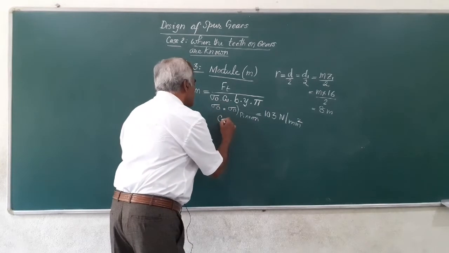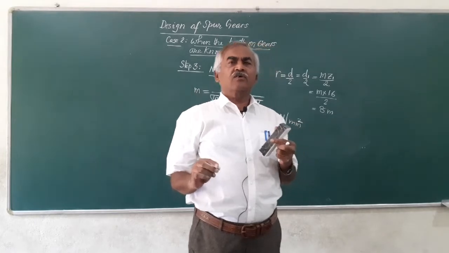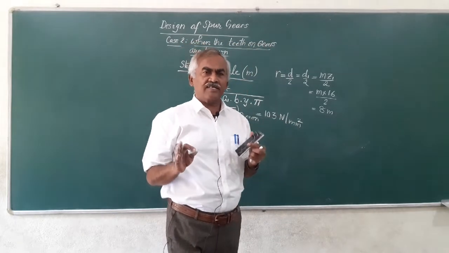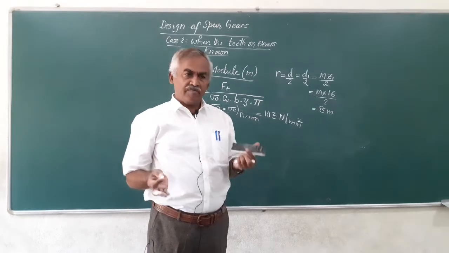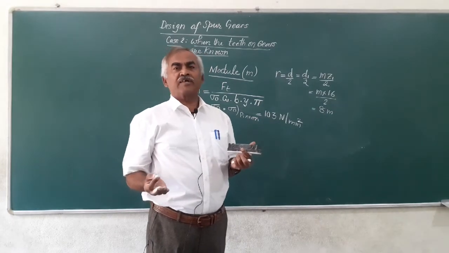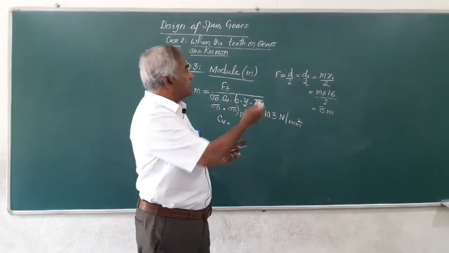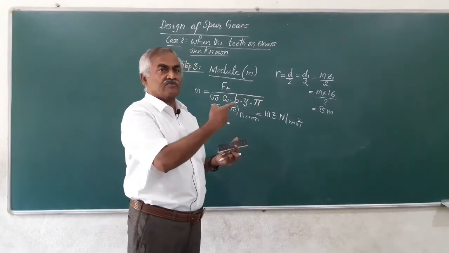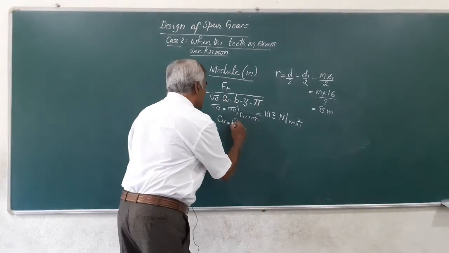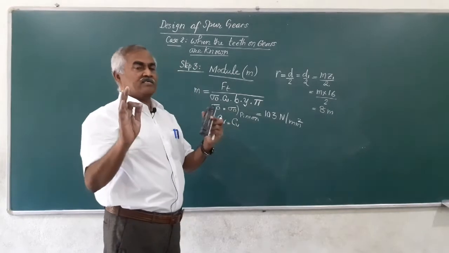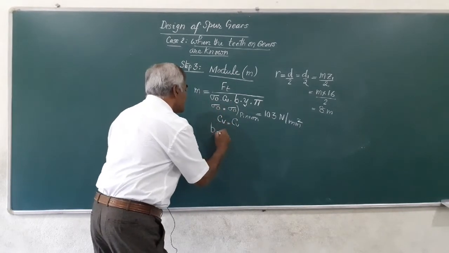Then CV is called velocity factor. As the name indicates, velocity factor depends on velocity. So, velocity is again dependent on diameter. Since the diameters are not known, we cannot find out velocity and hence CV. Therefore, whenever the number of teeth are given or specified in the problem, you have to retain CV as CV. Then comes this B. B is the face width of gear.